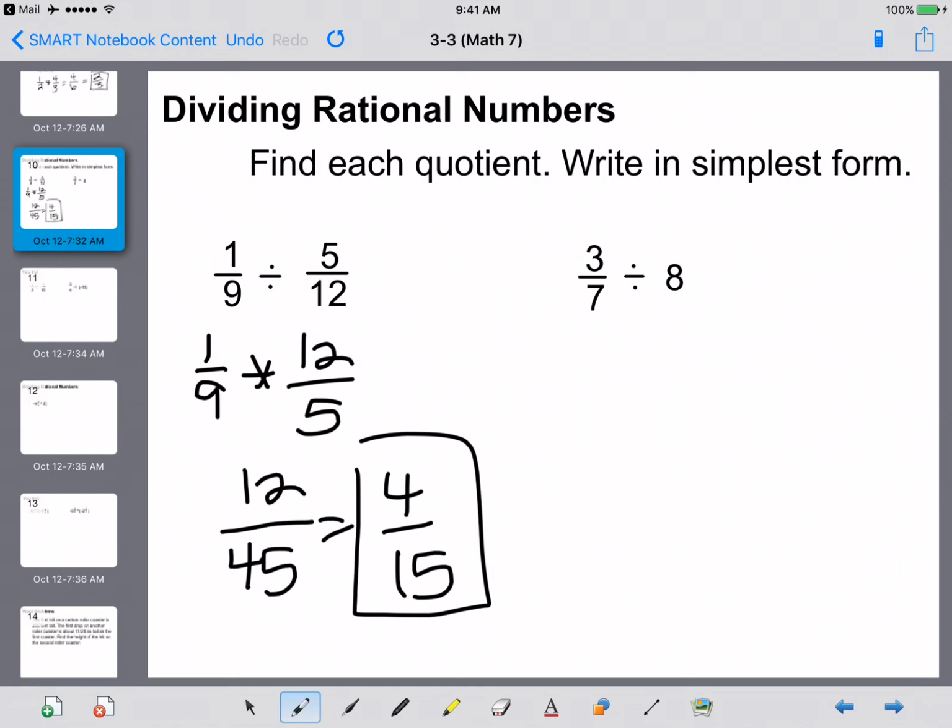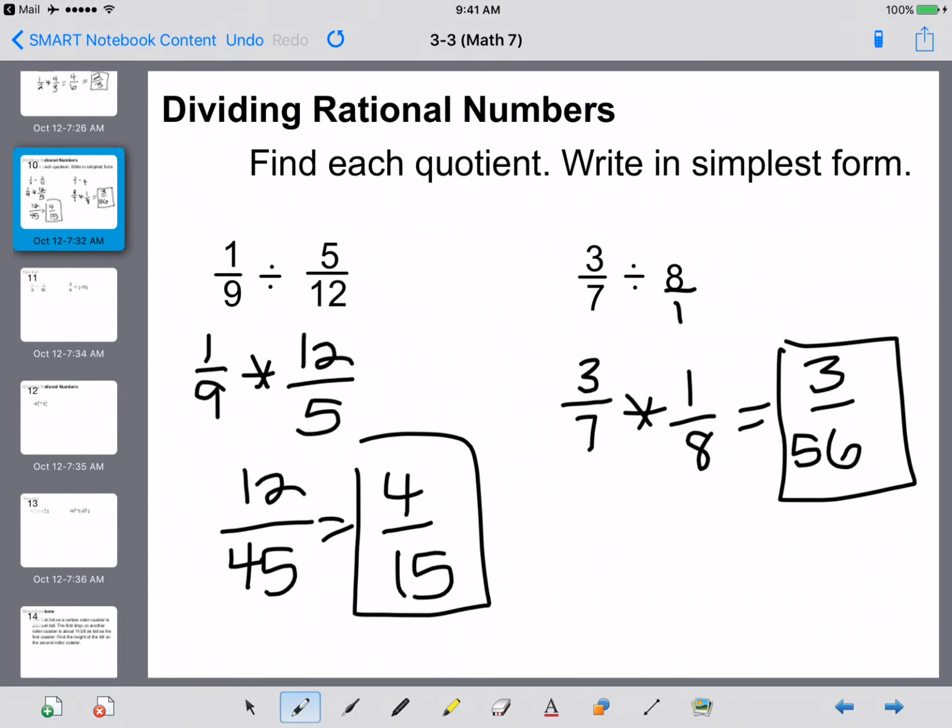Now here, 3/7 divided by 8. You stay, switch your symbol, and now we need the reciprocal of 8. 8 you can write as 8 over 1, so it's 1/8. Multiply across. 3 times 1 is 3. 7 times 8 is 56. And that's simplest form there for us because 3 does not go into 56.